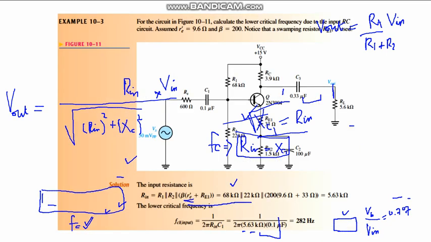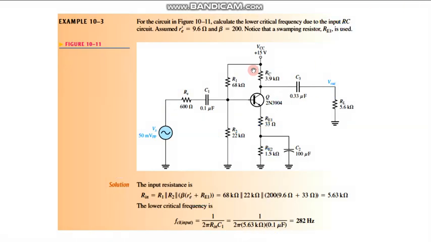So next slide, let's do an example. The example is 10.3, again from Floyd's book. It says, for the circuit in figure 10.11, calculate the critical frequency due to the input RC circuit. Assume Re prime and beta as given, and notice the swamping resistor is used. So very simple, this is the circuit given. Calculate the lower critical frequency.